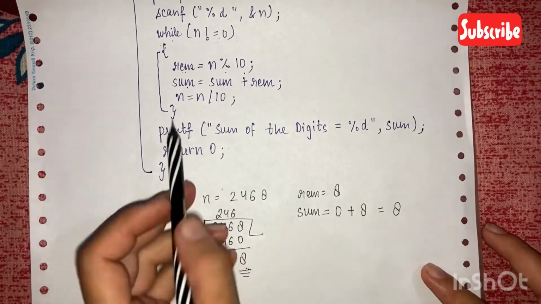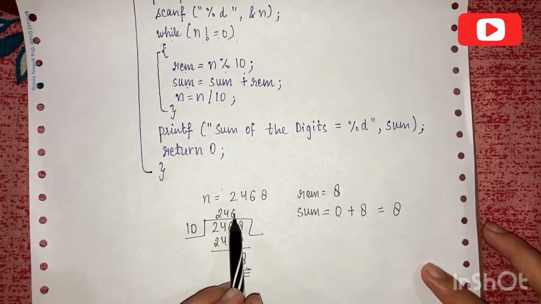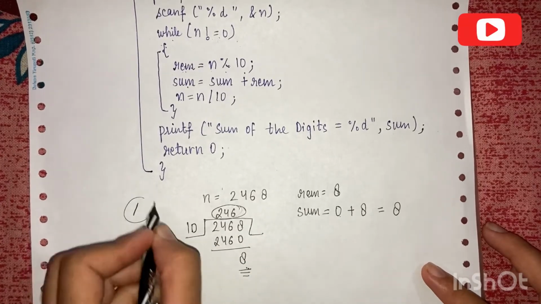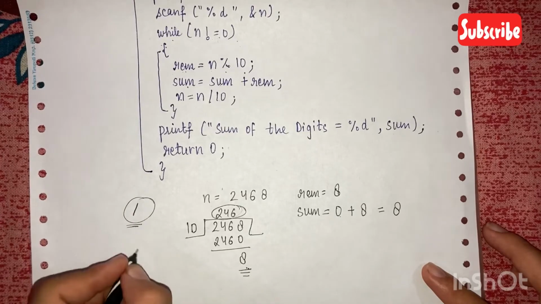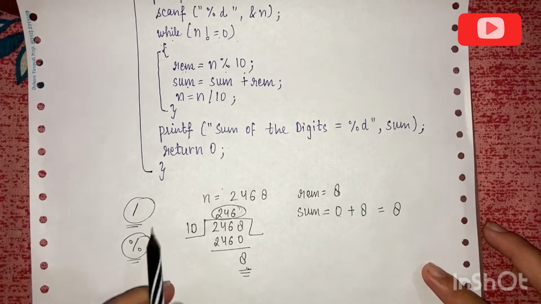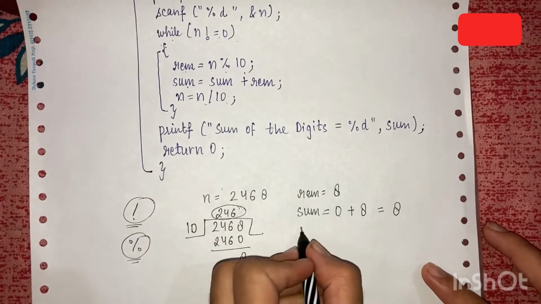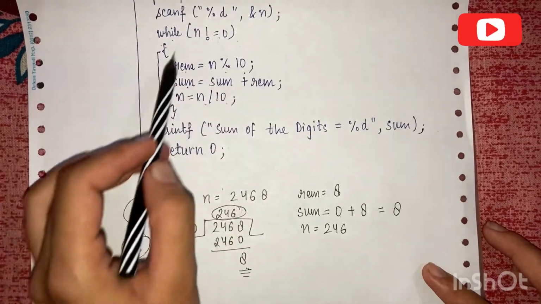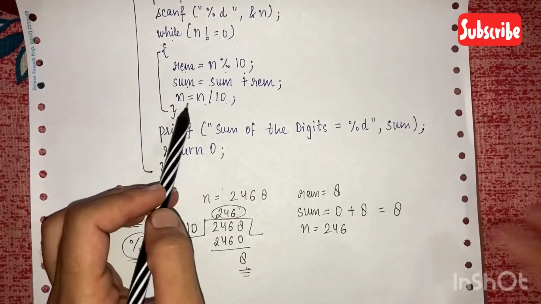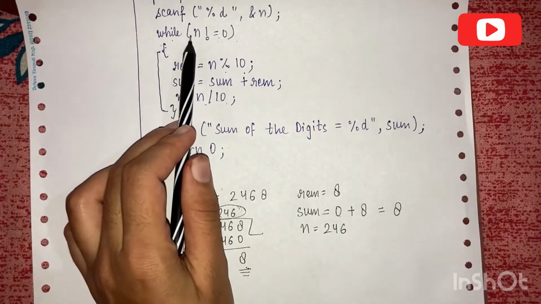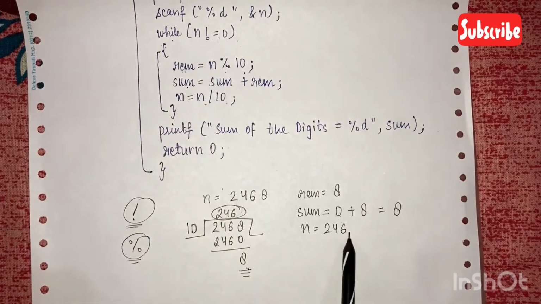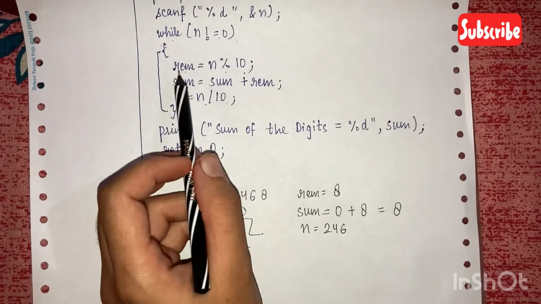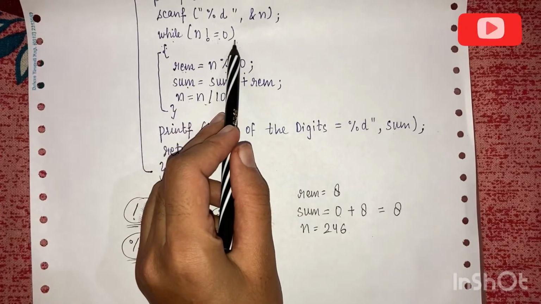0 plus 8, 8. Now n equals n divided by 10. Here we have divided by 10. The division operator gives the quotient as output, and the modulus operator gives the remainder as output. So the quotient here will be, n will be 246. This is how the loop works continuously. After this it will check again the condition n not equals to 0. n is now 246. It is not 2468 now, it is 246, the new value of n. So 246 not equals to 0, this condition is true.